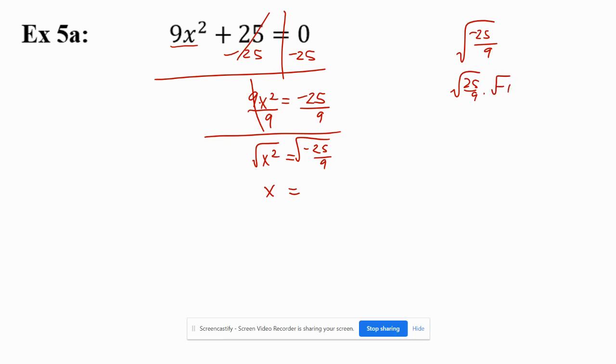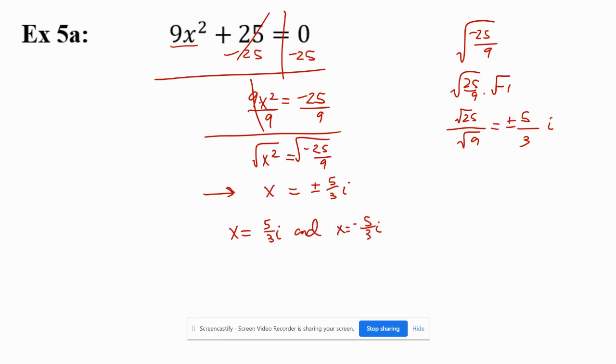When you're taking the square root of a fraction, it's the same as taking the square root of the numerator and the denominator. Square root of 25 is a perfect square, so that's going to give me 5 on top. Square root of 9 in the denominator, perfect square, so that'll give me 3. Whenever I take the square root of a number, I should end up with plus or minus, and then the square root of negative 1 is i. So x will be equal to plus or minus 5/3 i. If you want to separate it, that means x is positive 5/3 i, and x is equal to negative 5/3 i.